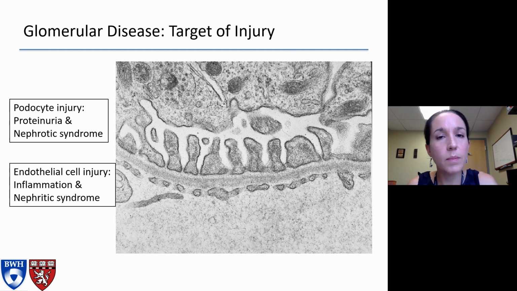So when we see patients with glomerular disease, the pattern of injury is determined by where it is targeted by that particular injury. So if you have a condition where the podocytes are actually injured, that the injury is on this particular side of the glomerular basement membrane on the urinary side, and you see proteinuria and nephrotic syndrome with heavy proteinuria. If the injury is on the endothelial cell side, it's a much more inflammatory presentation, and patients present with nephritic syndrome.